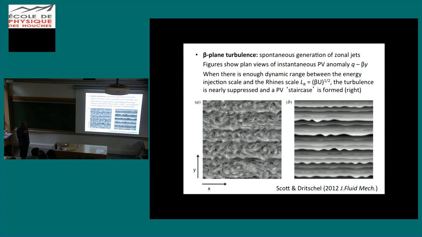But depending on your regime, this is a case where you have a scale where you're forcing, and a Rhines scale. If those scales are too close together, then you wind up with this sort of situation where there are jets, but there's a lot of variation. But if you have enough dynamic range and enough spectral range between the input range and the Rhines scale, then you get this very, very smooth result.